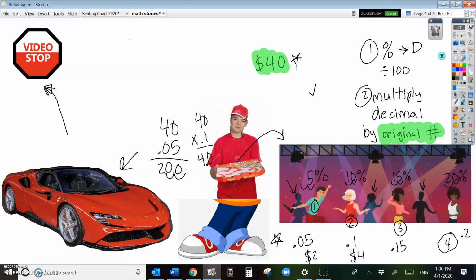Now let's determine the tip from the yellow pants lady. Stop the video, work the math, tell me what you get. Well, don't tell me what you get, just do it.